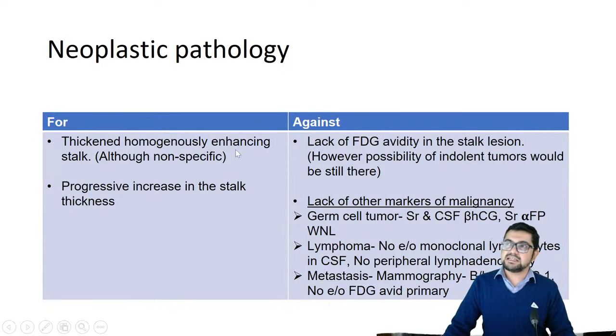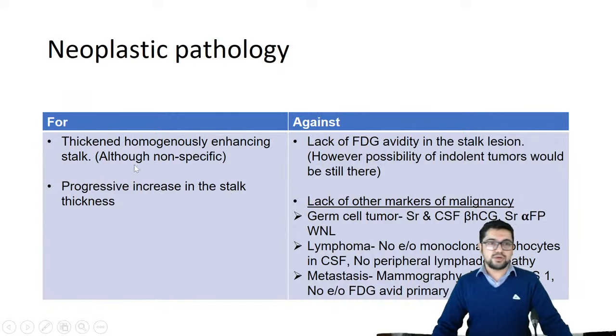For neoplastic pathology, the stalk was homogeneously enhanced, although this is a non-specific finding. It is only a soft pointer towards a neoplasm. And there was a progressive increase in the stalk, which indicated that possibly there may be an ongoing neoplastic pathology. The point against was lack of FDG avidity in the lesion. As I discussed previously, this is not a strong, hard sign. And there was a lack of other markers: for germ cell tumors, the beta-HCG and alpha-fetoprotein were normal. However, the possibility of a non-germinomatous germ cell tumor would still be there. For lymphoma, there was no evidence of monoclonal lymphocytes in the CSF and no peripheral lymphadenopathy.